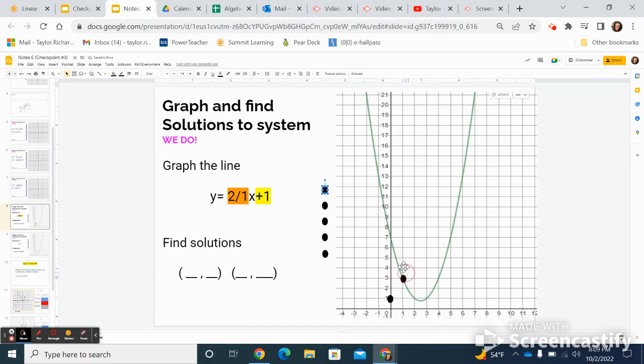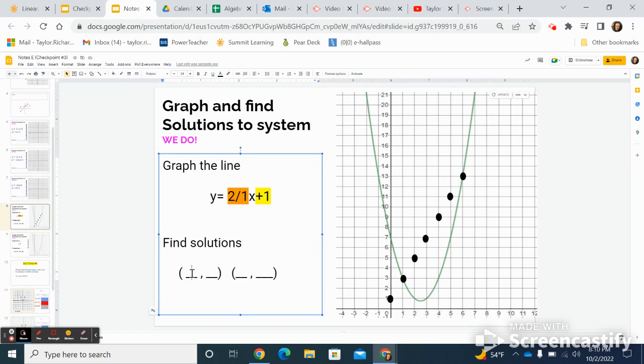All I'm looking for, again, is for my solution, where these two graphs cross. So I already have one graph in green. I'm looking for where the black crosses it. And I'm just going up 2 over 1 as I'm talking. But the thing is, you're going to see in just a second that there's actually going to be two solutions because they cross at two different places. Right here is my first one where the black is on top of the green. And that's the point 1, 3. So that's my first solution.